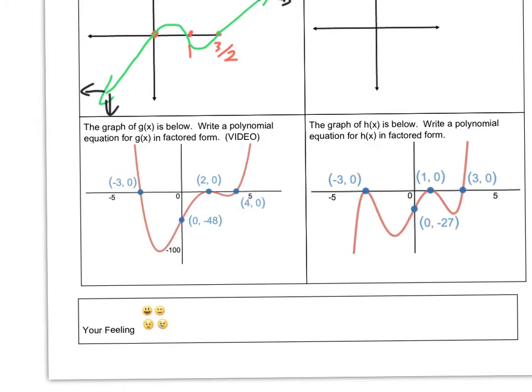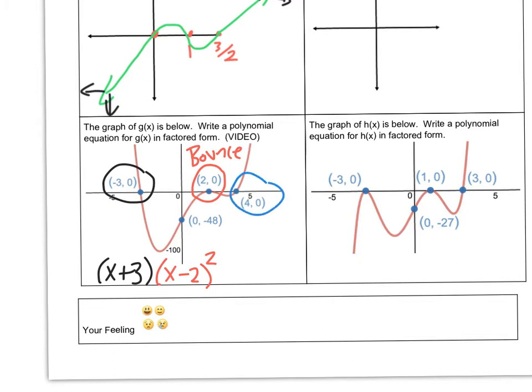All right, the next one, we've got this in factored form is what we're trying to do. I know that my first 0, that's at minus 3 comma 0, I'm going to do the opposite. So that'd be at x plus 3. And I know that for my next 0, I'm going to have x minus 2. I also notice that this one's bouncing off the x-axis. And because we're bouncing, that's going to be squared. And the last one, if we've got 4 comma 0, that's going to be at x minus 4.